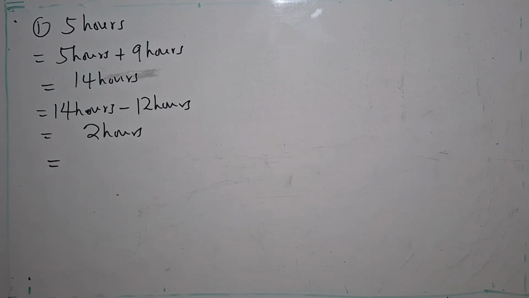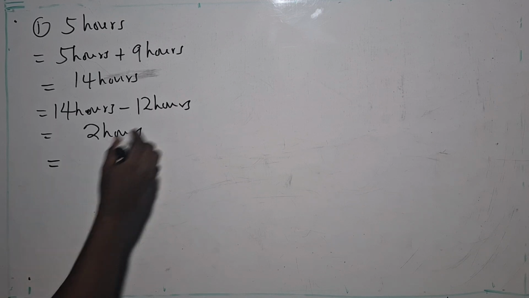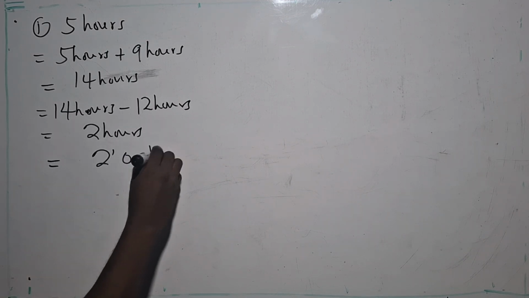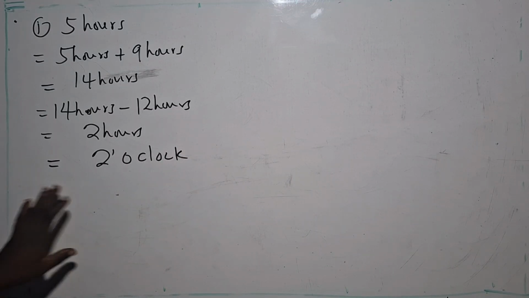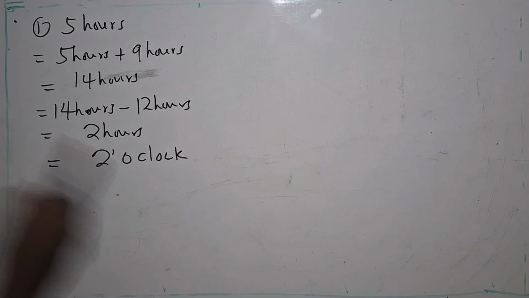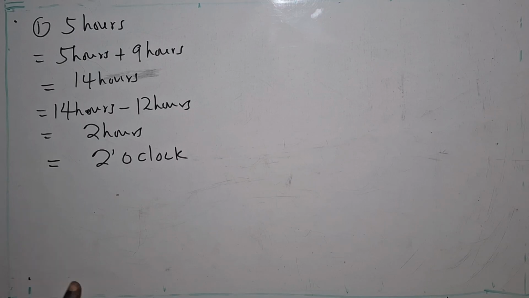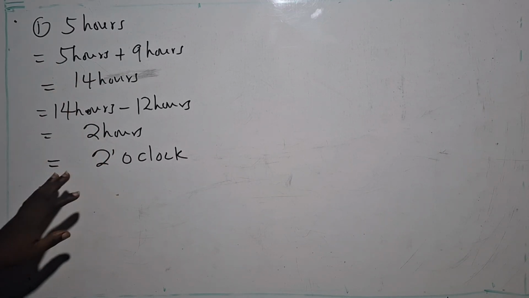So 2 hours, or you say 2 o'clock. So 2 hours on the clock. If you see 1 hour, 1 o'clock, 2 hours, 2 o'clock, 3 hours, 3 o'clock. According to the modulo, when you are using modulo to calculate for time, this is what you need to understand.